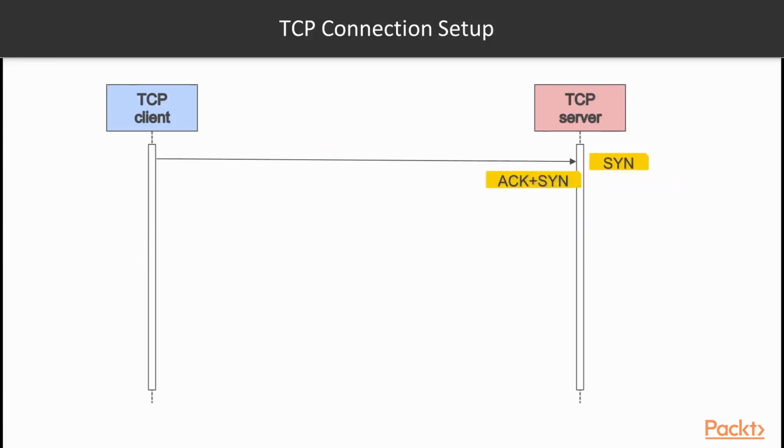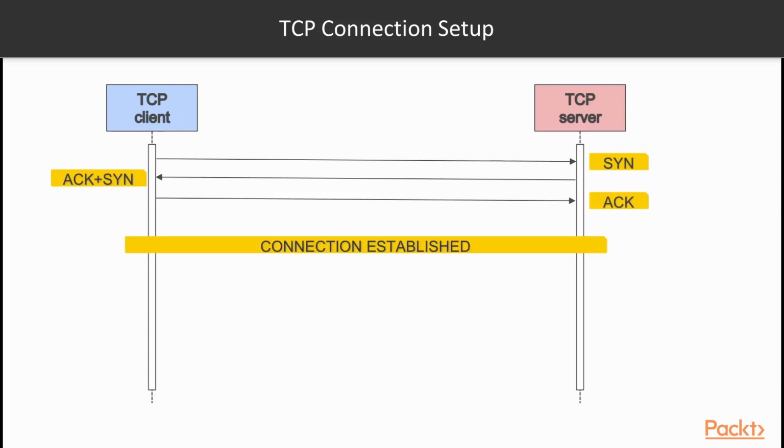TCP connections are created between a client and the server. The server starts to listen to incoming connections, and the client connects to the server. To connect to the server, the client sends a SYN segment. When the server receives this segment, it replies with a so-called SYN plus ACK segment. When this arrives to the client, it replies with an ACK segment. After this has arrived, the connection is established.